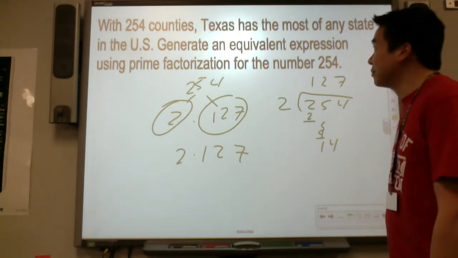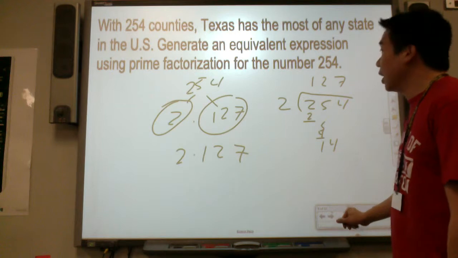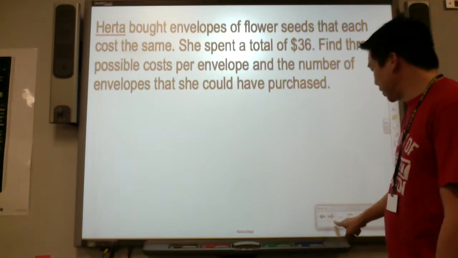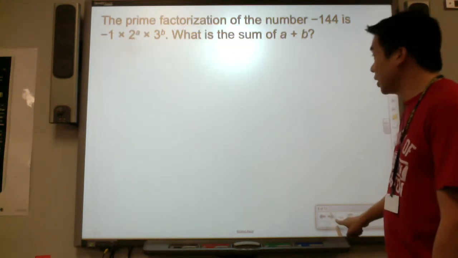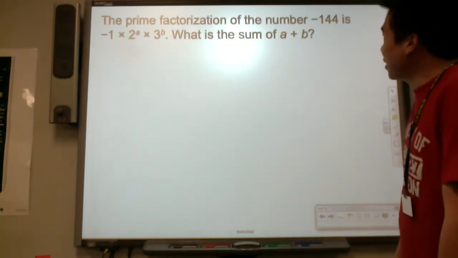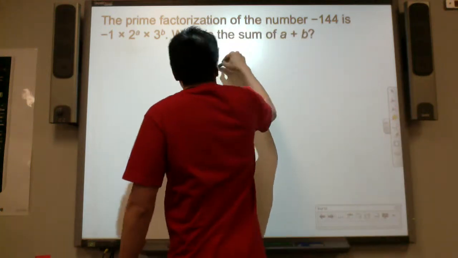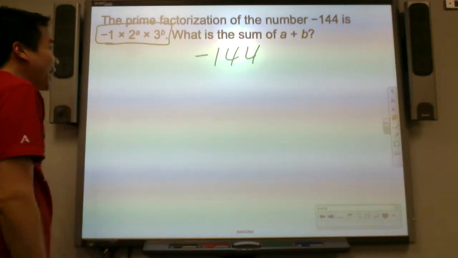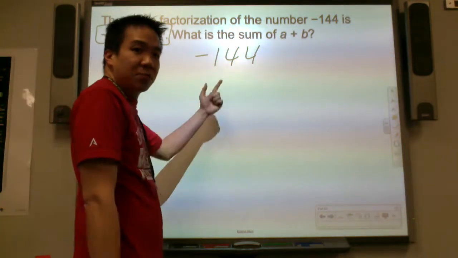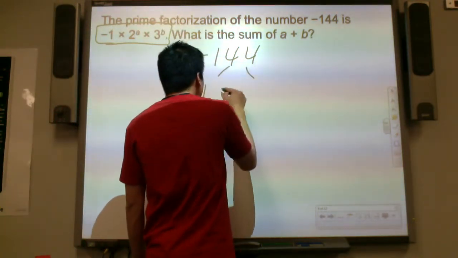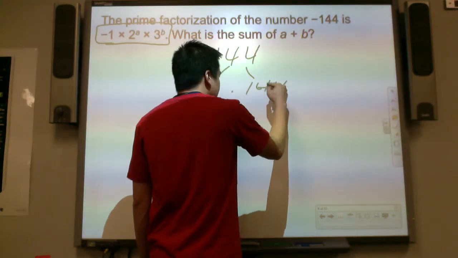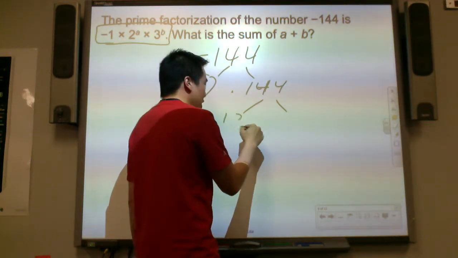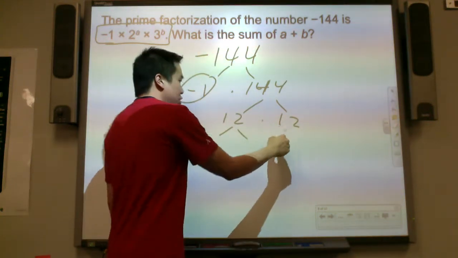All right, next one. Let's make something a little tougher. Oh, goodness. Skip this one. I like this one. The prime factorization of the number negative 144 is going to look like this form. Can you add up those two exponents? So first of all, let's break it down. We know it is negative 1 times 144. What two numbers make 144? 12 times 12.